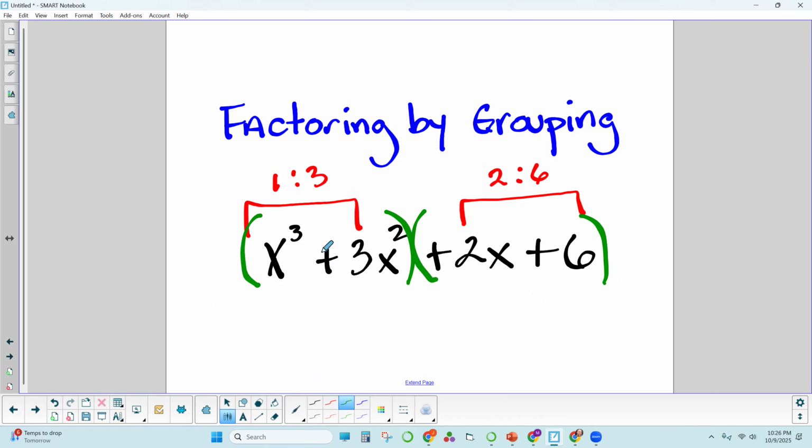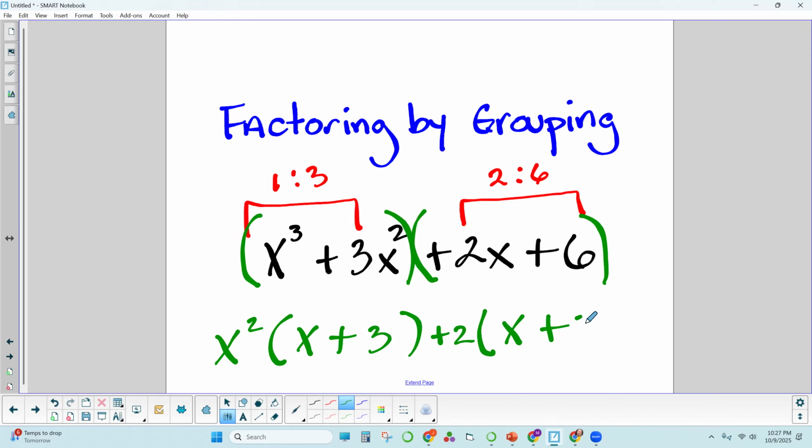And so what I want to do is factor out the GCF out of each grouping. So in the first grouping, the greatest common factor is x squared. And that leaves me with x plus 3. So if I distribute back, I should get back x cubed plus 3x squared. And then in my next group, the GCF is 2. So I'm going to pull out a positive 2. And that would leave me with x plus 3.